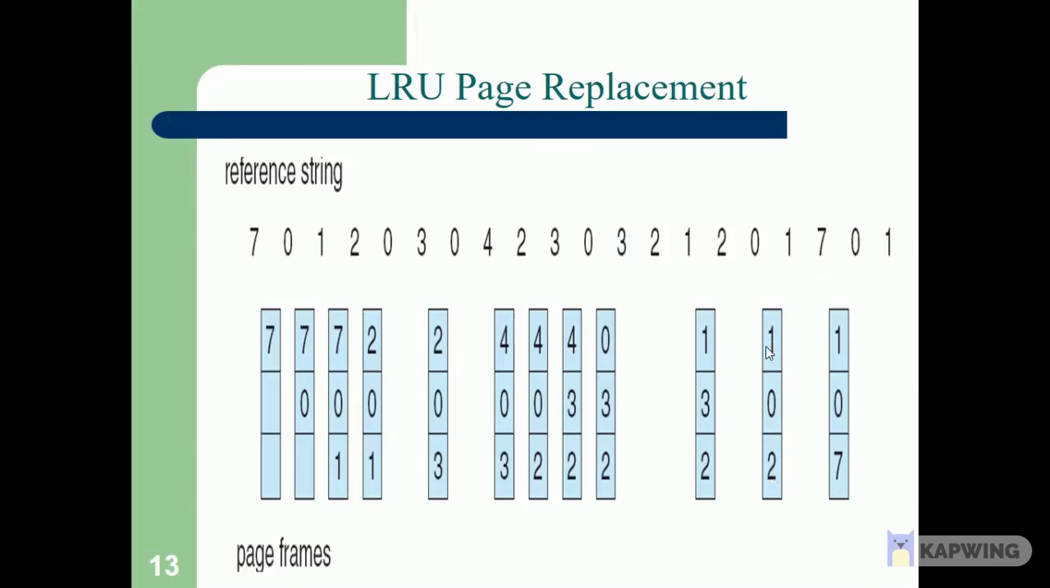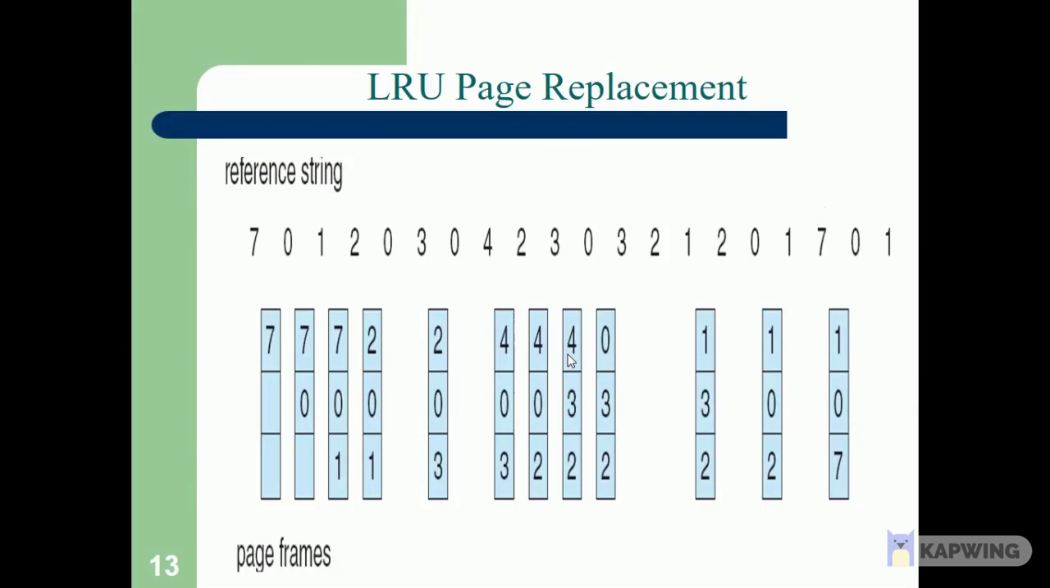Okay. Then next is 1. 1 is available, no page fault. Next will be a 7. So what will be replaced here? 1 is used, 0 is used, 2 is used, so here we replace 2 with 7. 1, 0, 7. So page fault number 1, 2, 3, 4, 5, 6, 7, 8, 9, 10, 11, 12. Then 0 is available, no page fault. 1 is available, no page fault. So total number of page faults for LRU is 12.